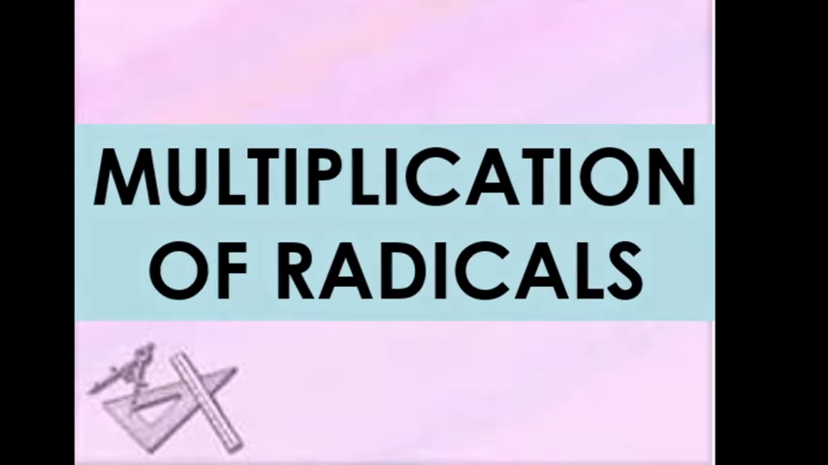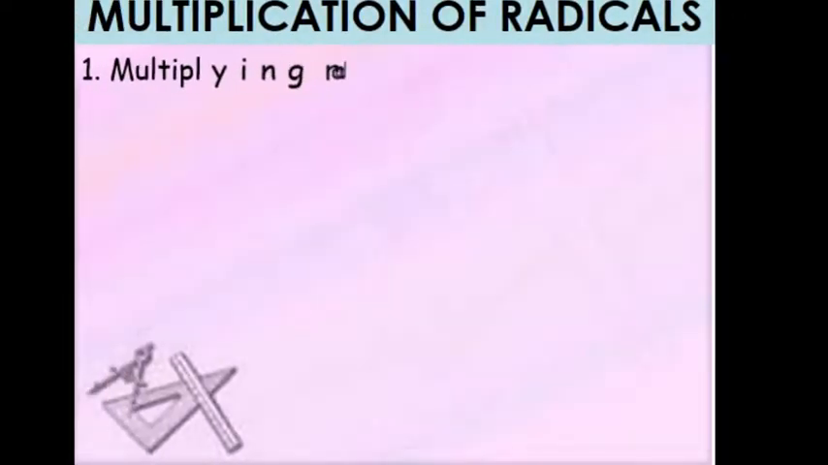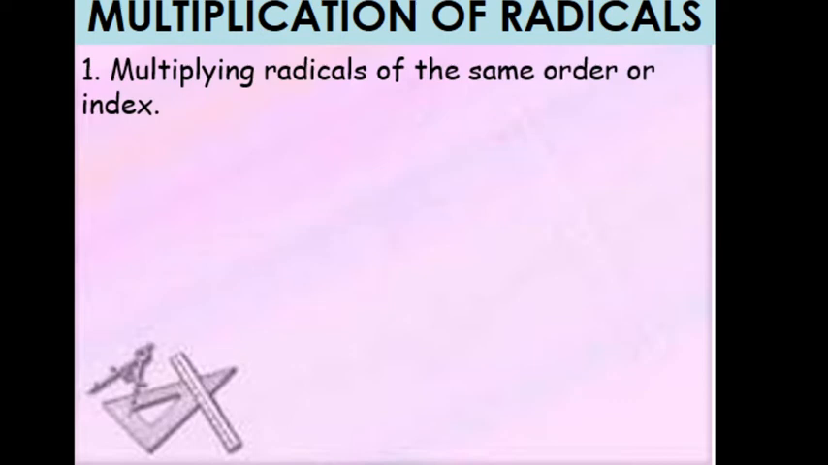So now, let us have the multiplication of radicals. So 1, multiplying radicals of the same order or index. So dito, pag-uusapan natin ang pagmumultiply ng may magkatulad na index, halimbawa square root, cube root, or fourth root. So we have the given formula, nth root of A times nth root of B is equal to nth root of A times B. So again, kailangan magkatulad sila ng index or yung letter N.